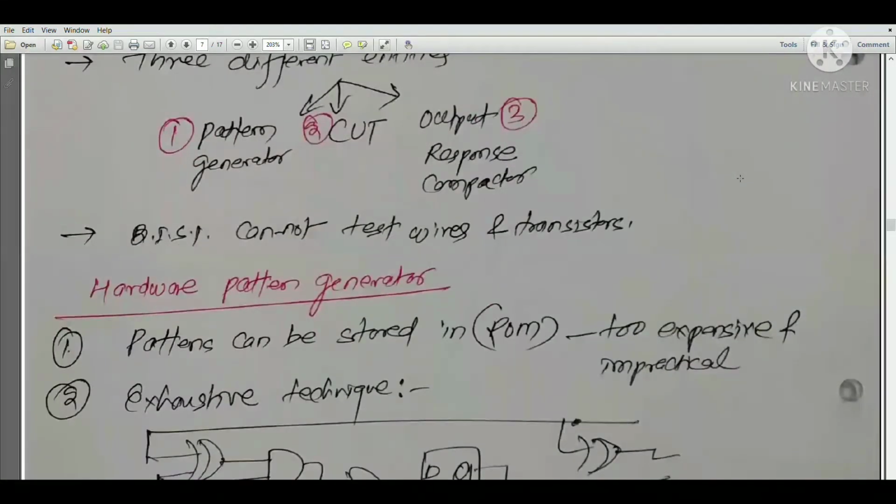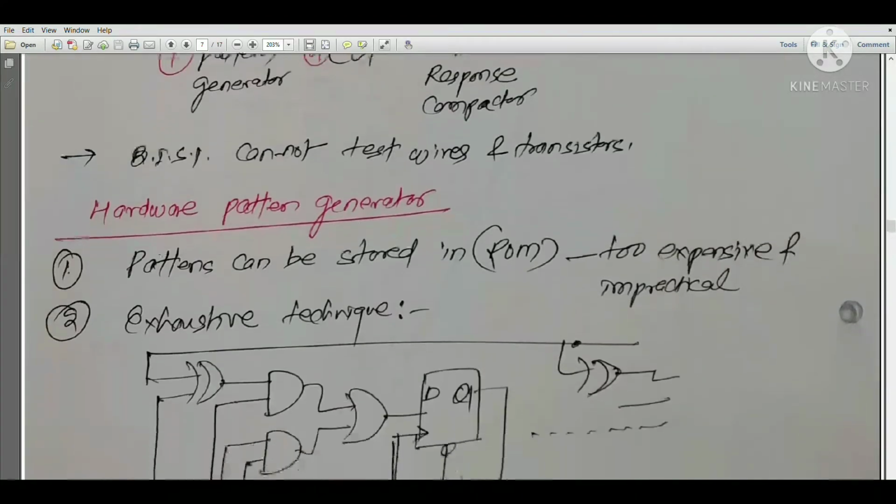The important point to mention here is that BIST cannot test wires and transistors. Whatever wiring is there, these are the connections, so you cannot relate this with the wires. Wires means, if you are making an IC, then a number of wires are there as VCC, ground, and the supply, interconnecting the different logics together. So those wires cannot be tested. And second, the transistors cannot be tested.